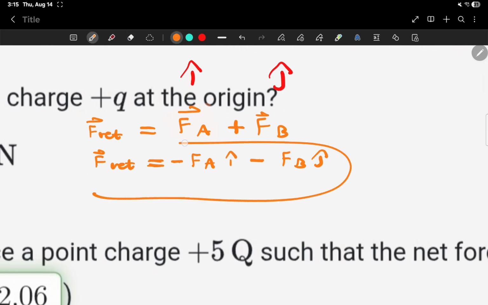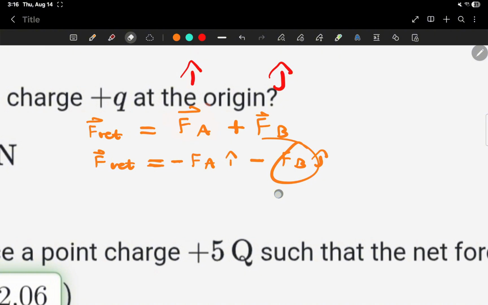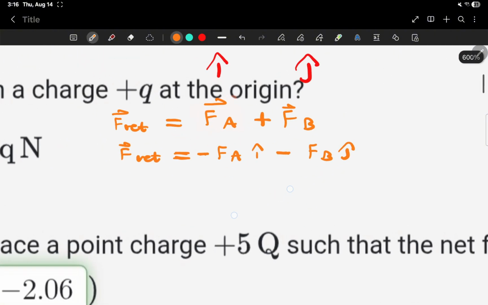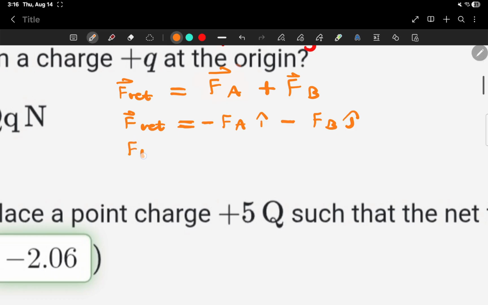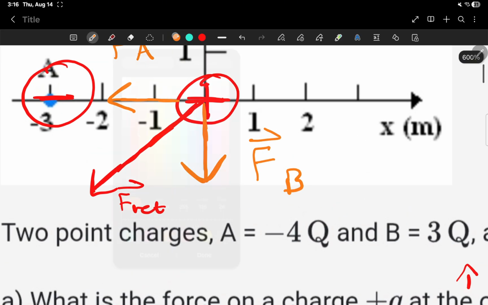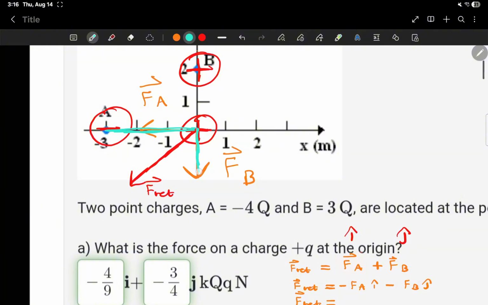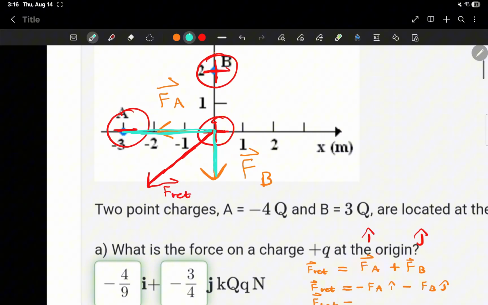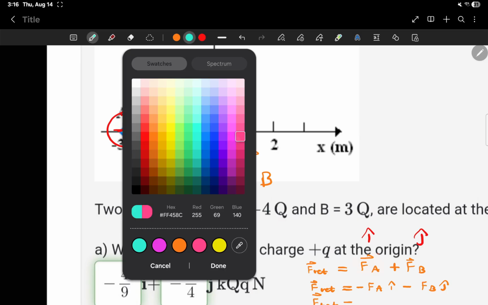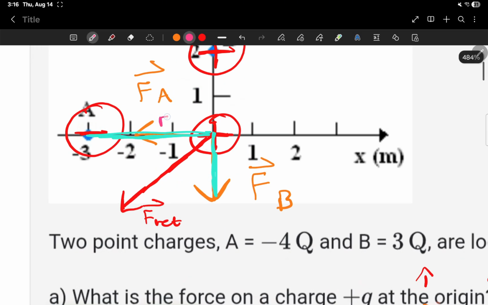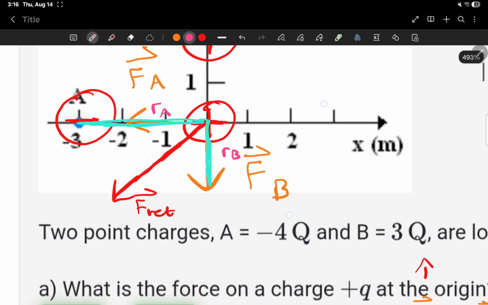I've already written this equation in vector form using unit vectors and the directions of each of these forces, sorry. Now the main thing I have to do is find the radius, as in the distance between charge A and the charge at the origin, and also the distance between charge B and the charge at the origin. I'll name the distance between charge A and the charge at the origin R_A, and I'll call this R_B, the distance between charge B and the charge at the origin.